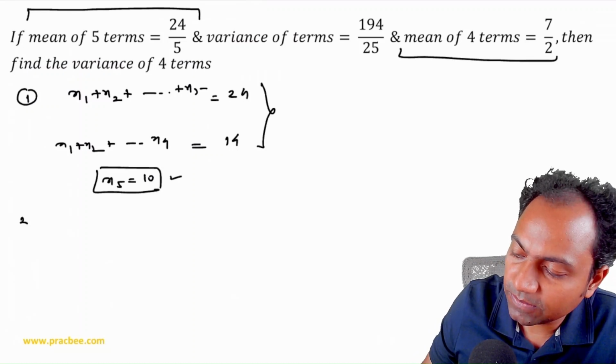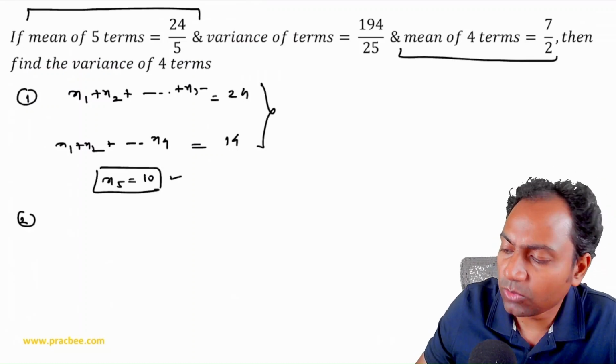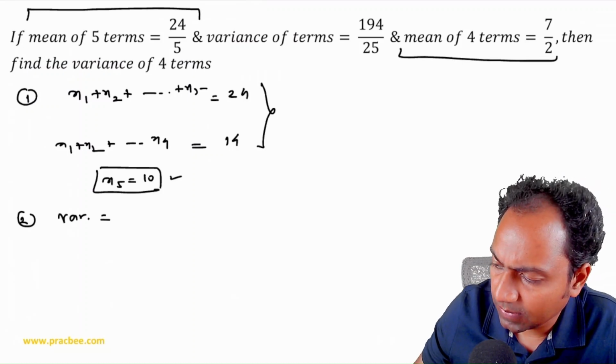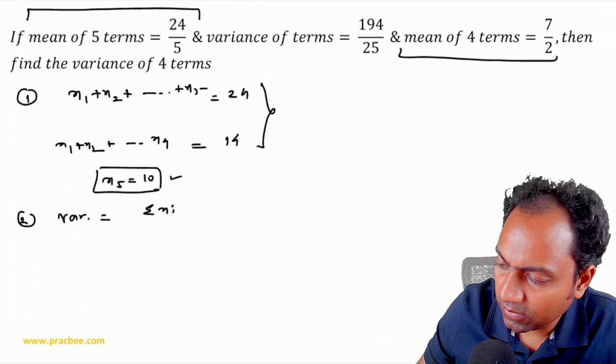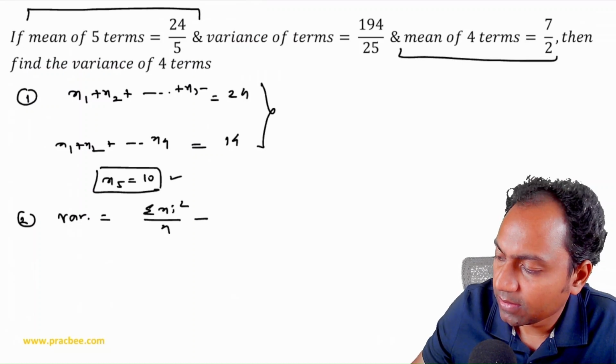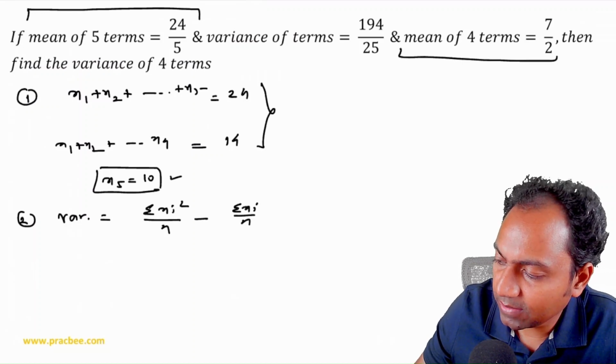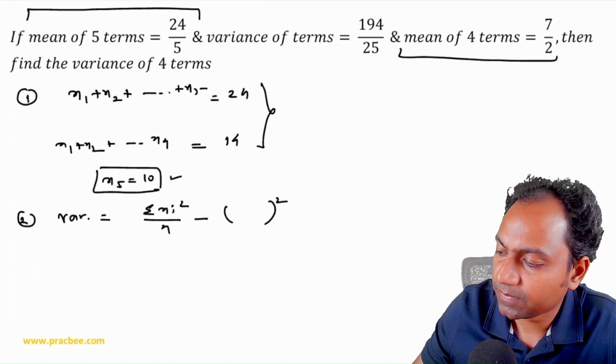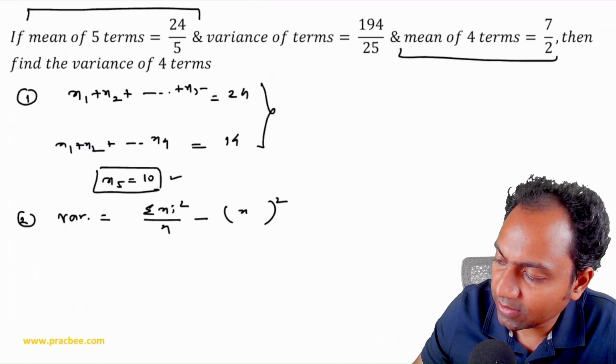This is the first step. The second step, we need to apply the formula for variance. Now if I take variance, it is nothing but summation of xi square by n minus summation of xi by n whole square. We can also write the second part as nothing but mean. So we can write this as nothing but x bar.